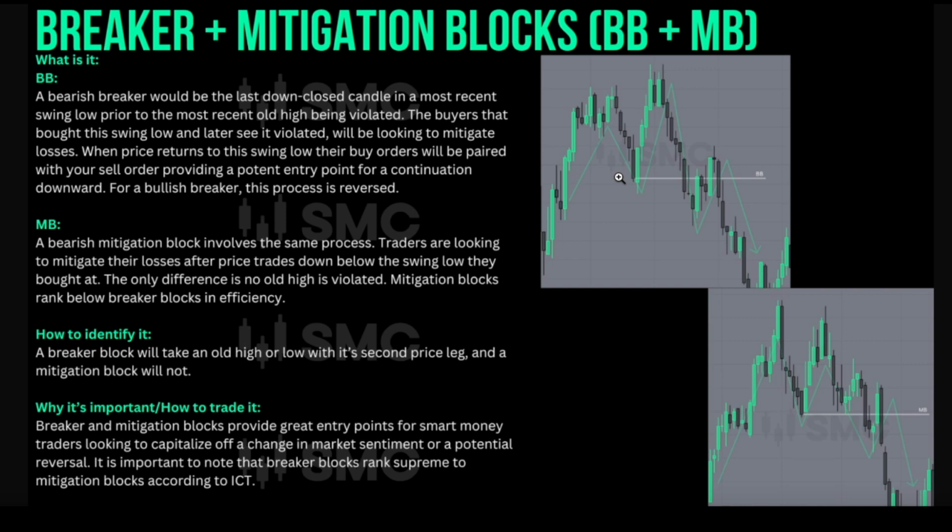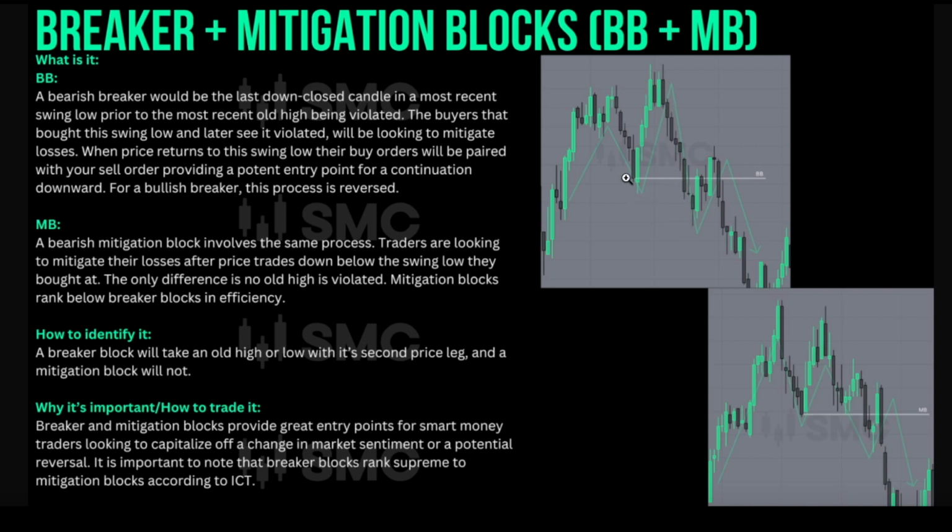So the buyers that bought this swing low here and later see it violated will be looking to mitigate losses. So what does that mean? The buyers that bought at this swing low, when price is going up, they're making profit, and then it hits this old high, this liquidity level, and then it goes down. They're under the impression that it's a breakout and that it's going to keep going up, but actually the liquidity was swept and we see displacement by institutions selling, going all the way down to here.